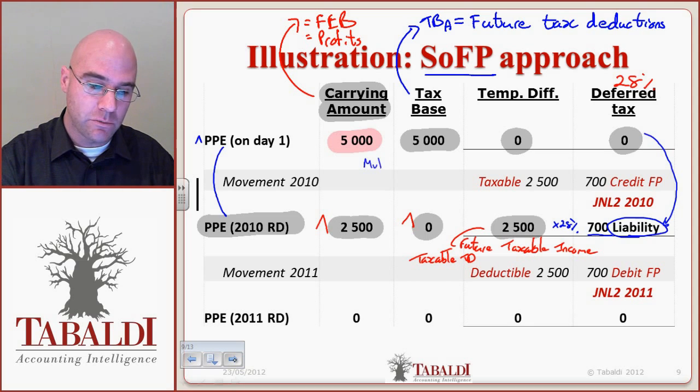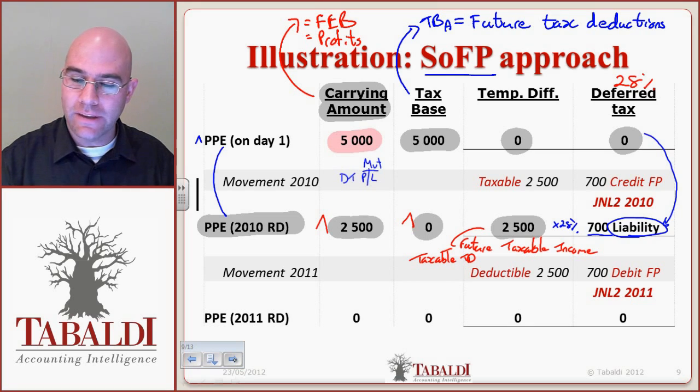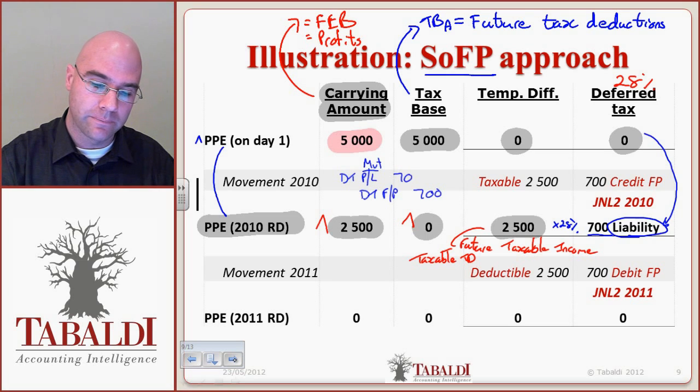So to journalize that movement, I will debit deferred tax, profit and loss, as I've increased from a 0 to a 700 Rand liability. Liabilities get bigger on the credit side. Credit deferred tax, financial position, both of them 700 Rand.